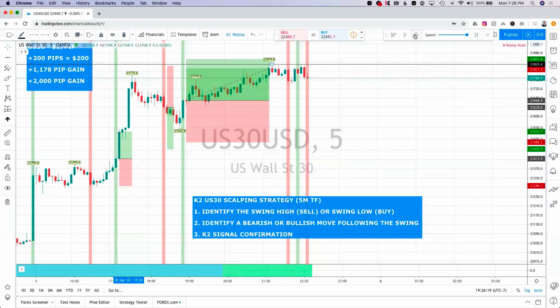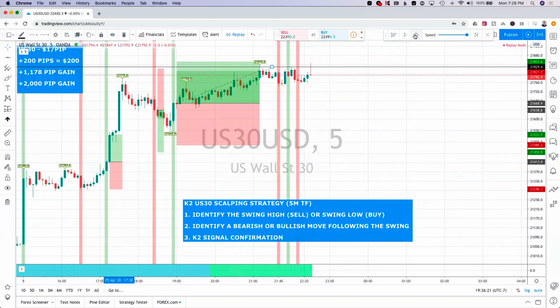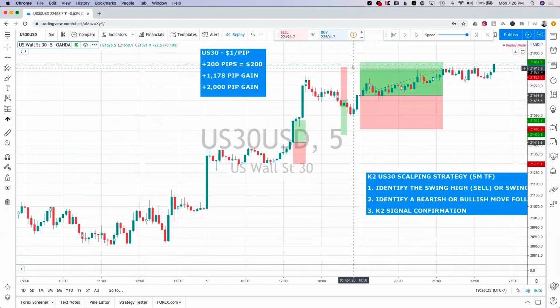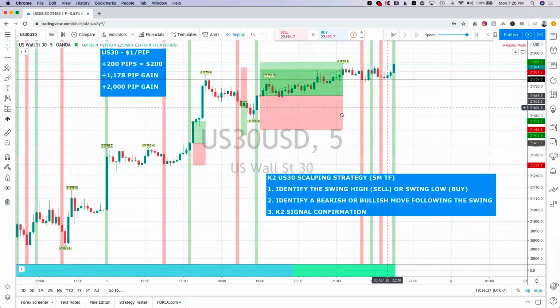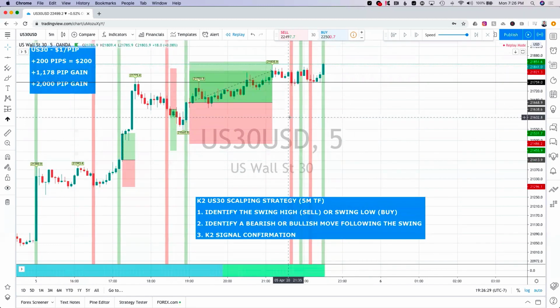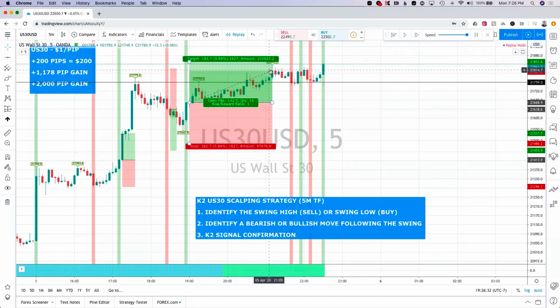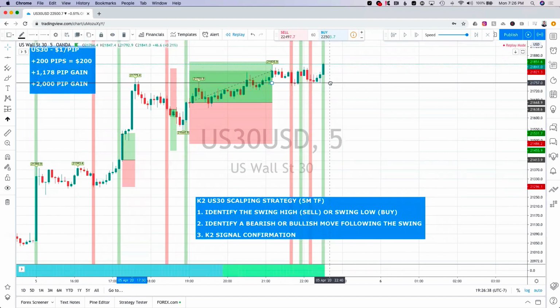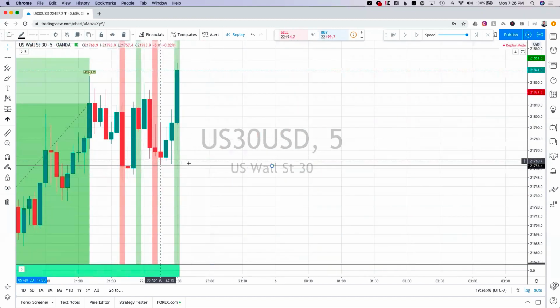But like Curtis was saying, so with this signal right here, this would have been a valid signal. So first you want to identify the swing low. As you can see here, price swung low, swung high, and then swung low again right here. So this would be the low on this red candle right here.